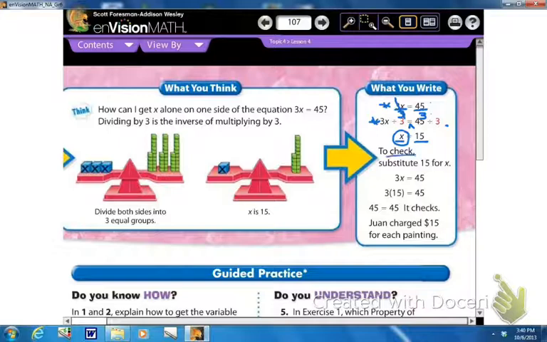Now, always check to make sure you're right. And by doing that, go ahead and substitute 15 in for x. So rewrite your equation, 3x equals $45. Well, does 3 times 15 equal $45? Yes, it does. So we know that was right. Juan did charge $15 for each painting.